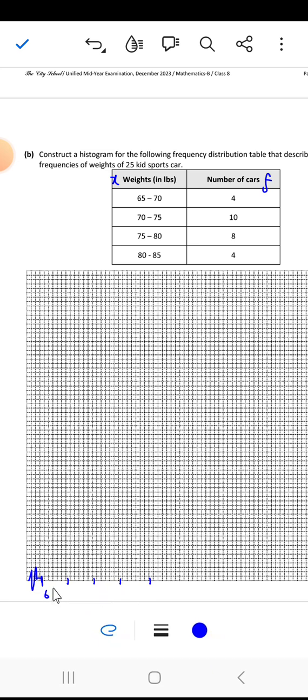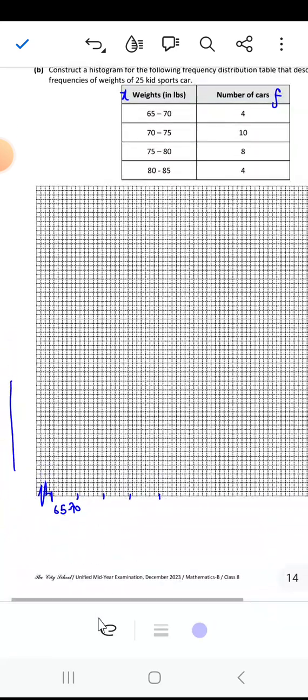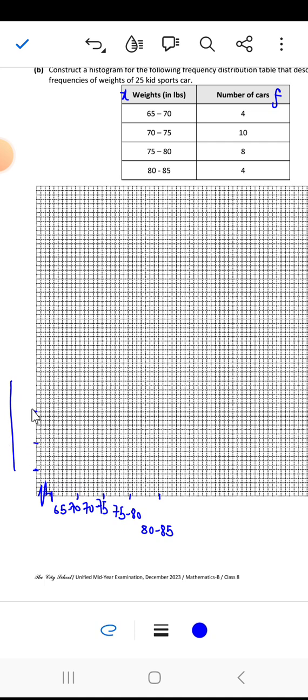This first one is 65 to 70, then the next one is 70 to 75. Next is 75 to 80, and the last is 80 to 85. So now on the y-axis, just count the 5 blocks, and that would be 2, 4, 6, 8, 10.